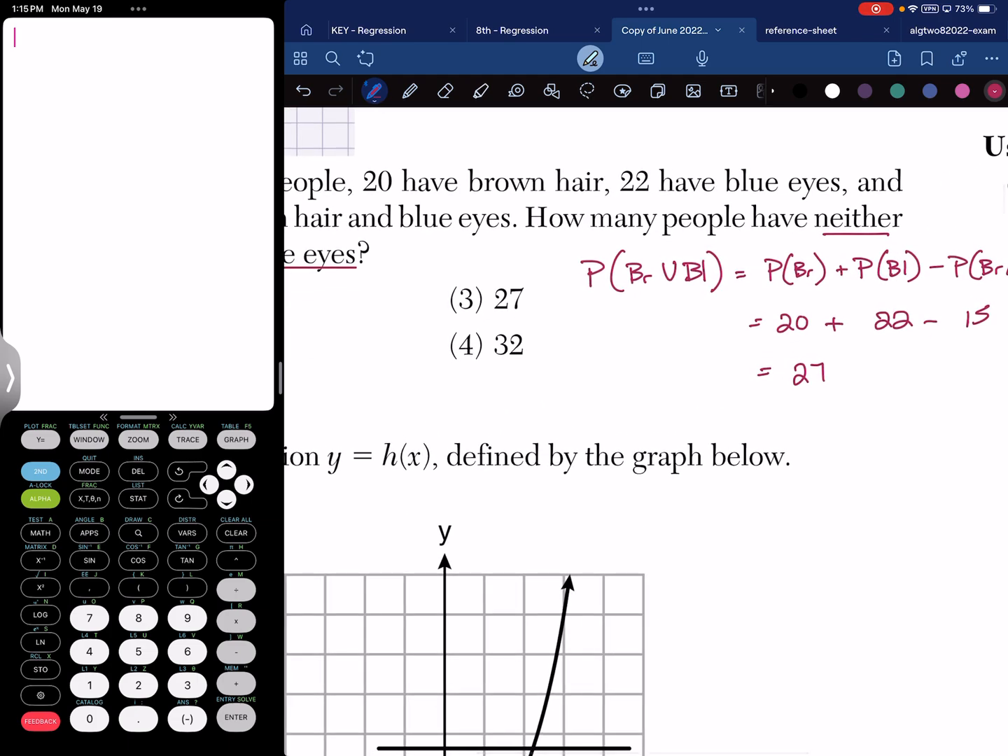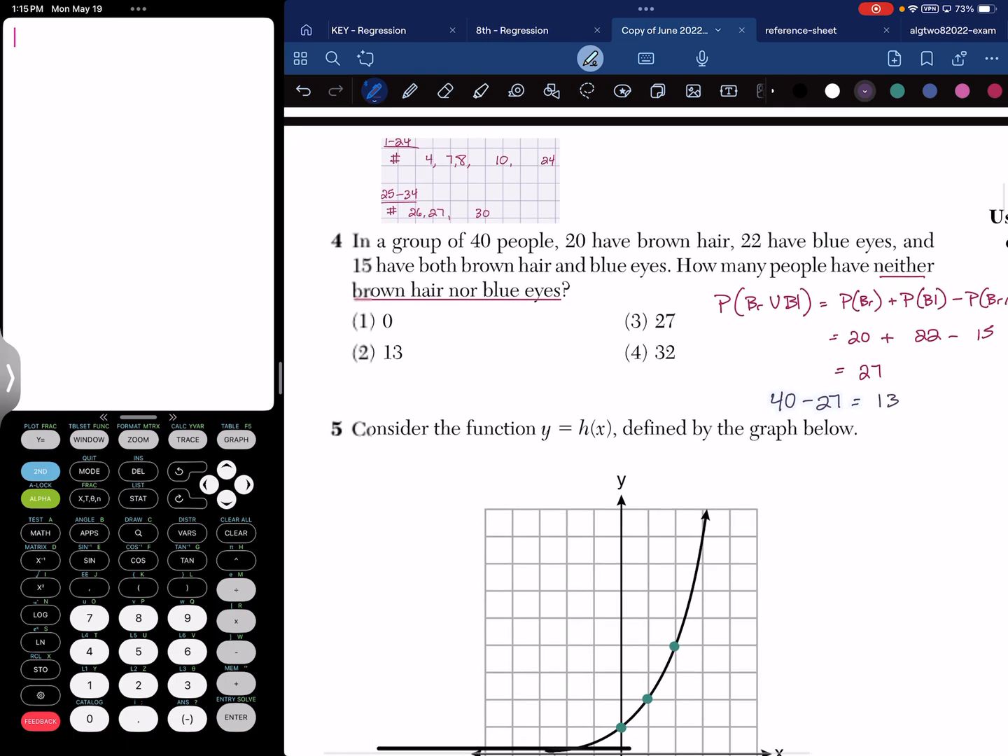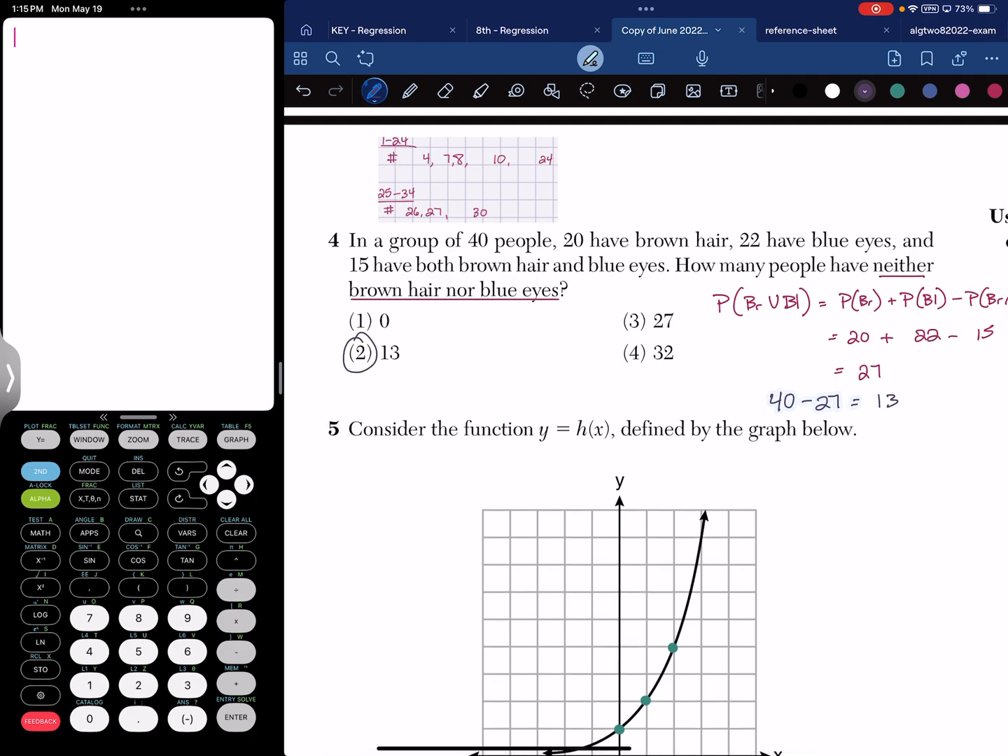So what we do is we take the total, which how many total people are there? 40, and we subtract the people that have brown or blue. What is 40 minus 27? 13. 13 have neither brown hair nor blue eyes. It's hard. That one was tricky.